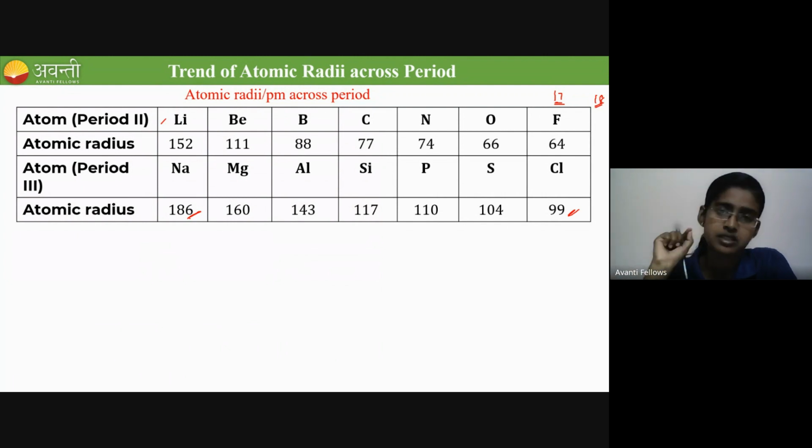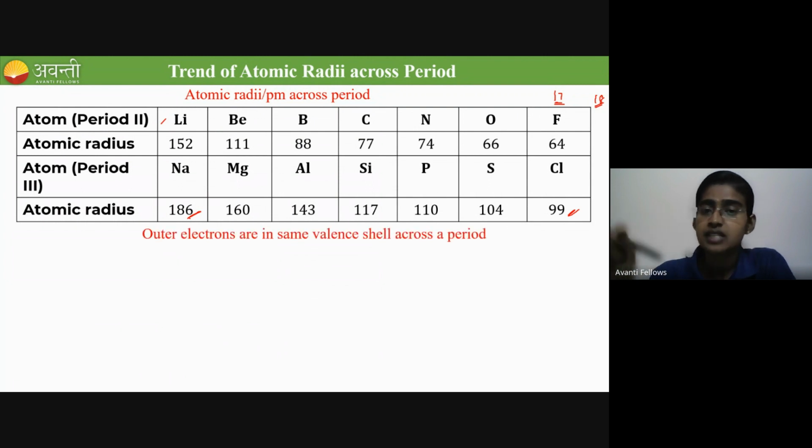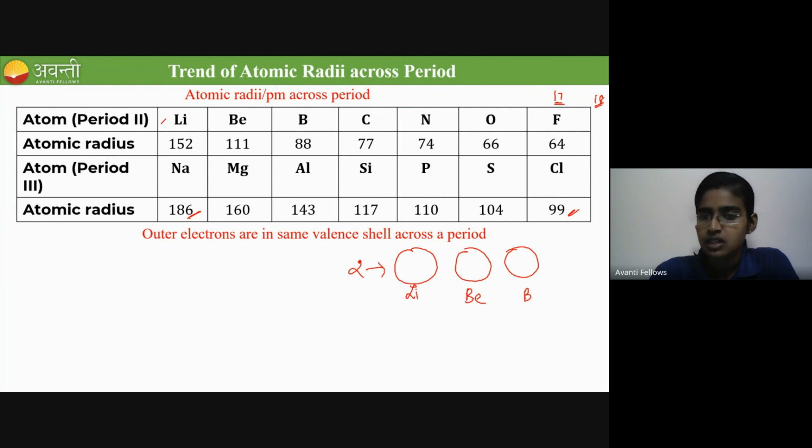Why does it decrease? What is the reason? Outer electrons are in the same valence shell across the period. That's why the size is decreasing. Suppose this is lithium, this is beryllium, and this is boron. All these elements belong to the second period, right? Second period means there will be the nucleus for every atom, and this is the first shell and this is the second shell. So the second shell is the valence shell for all the elements in the second period.